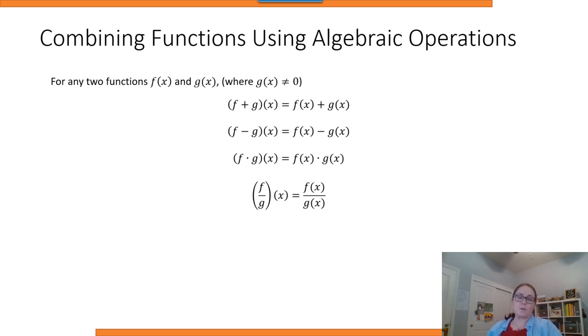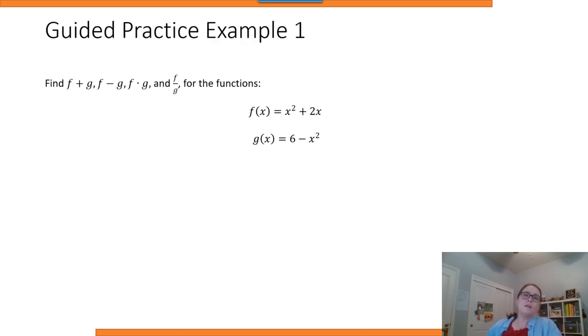So let's do an example where we take two functions and do each one of these operations on them. Here we have f of x equals x squared plus 2x and g of x equals 6 minus x squared. And we're going to find what f plus g, f minus g, f times g, and f over g is. So we'll start with f plus g of x.